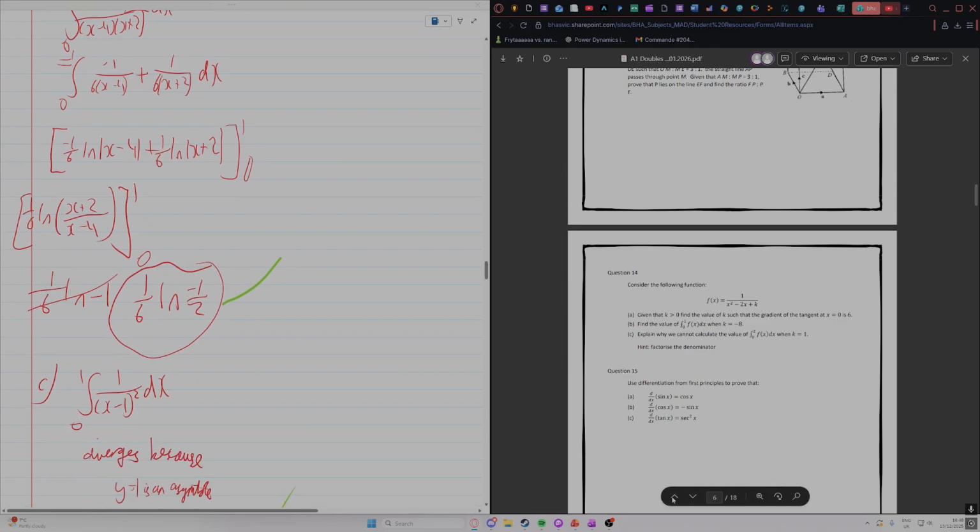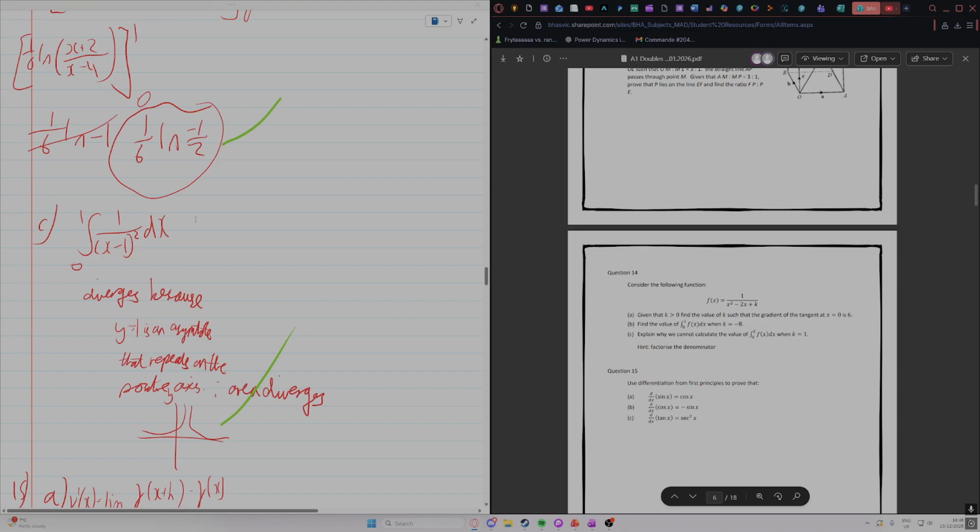Then blah blah blah, you get your answers. Next, why can't you calculate the value when k equals 1? Where you just say that y is an asymptote. And I think that's all you really have to say, because you'd be integrating over an asymptote. But let's say if it was just 1 over x minus 1, you technically would be able to integrate from 2 to 0, because the right part of the graph would be flipped downwards, and it wouldn't diverge.